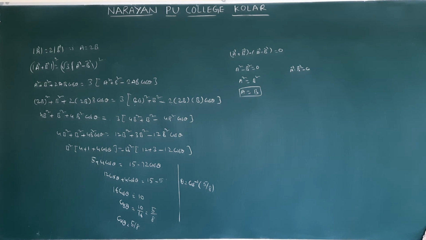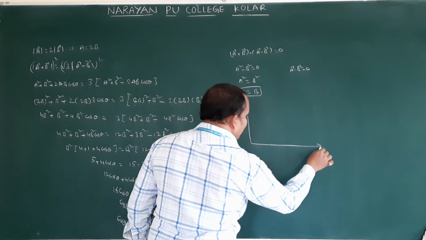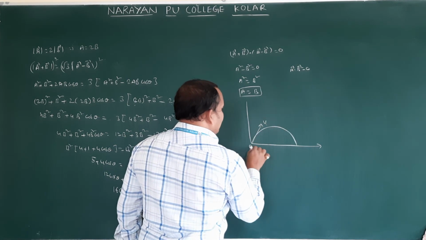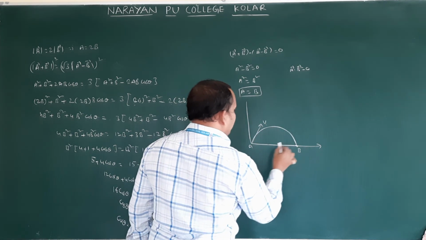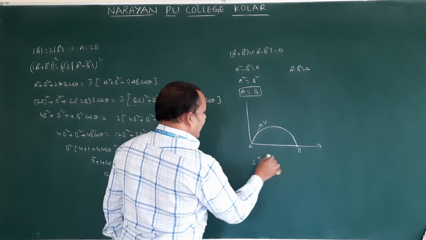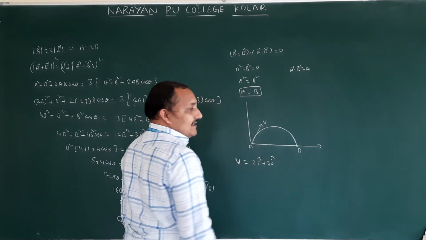See question number 7. NEET 2013 they asked. The velocity of a projectile at the initial point A is 2i cap plus 3j cap meter per second. Its velocity at point B they give. See, they have drawn the projectile. This is the direction of velocity. This is A, this is B. At A they gave velocity 2i cap plus 3j cap, the initial velocity. So what is the velocity at this point?